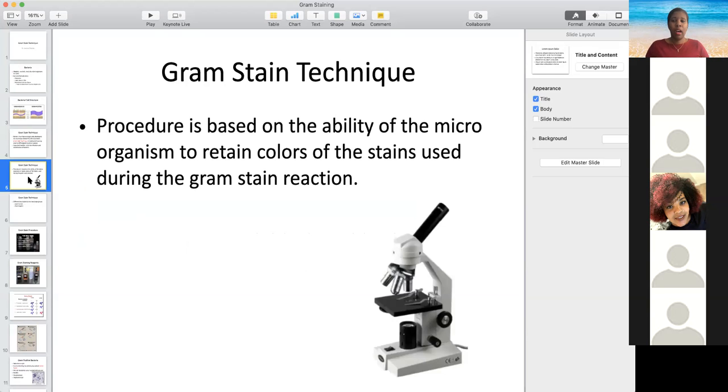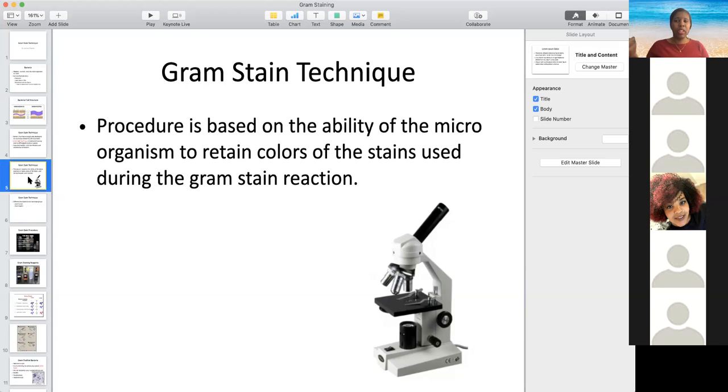Okay, we talked about the microscope last week. This gram stain technique, this procedure, is based on the ability of the microorganism to retain the colors of the dye that's used during this reaction. In essence, we're going to have our bacteria fixed to a microscope slide, and we're going to add a series of dye drops to it and do a few washes. Again, it's a very quick process, takes about 5 minutes. You're adding various dyes, and we'll talk about it in just a second. And then we just go and look at it under the microscope.